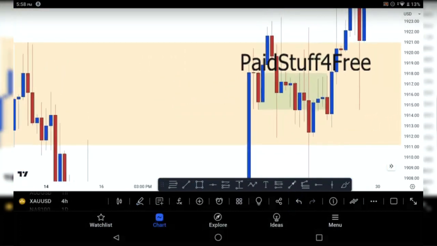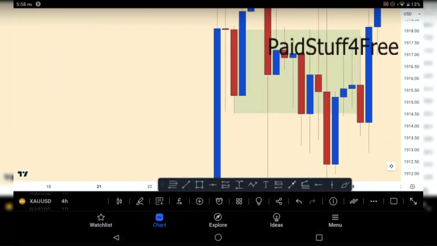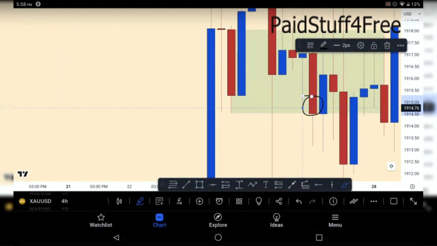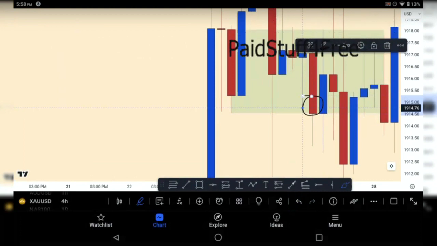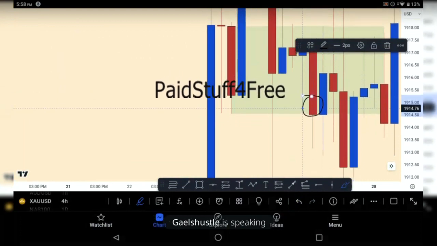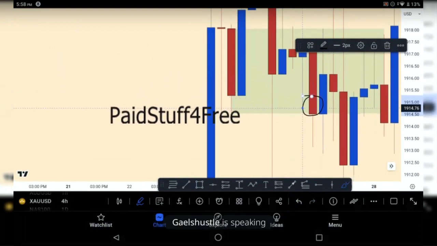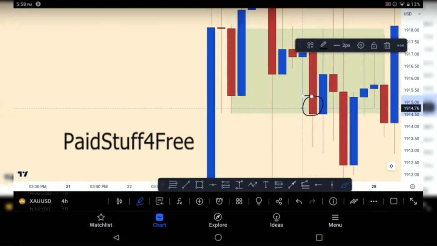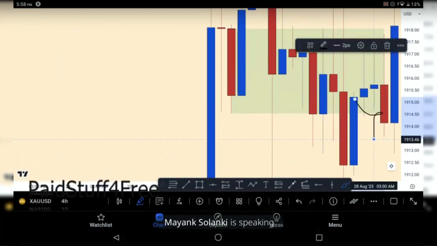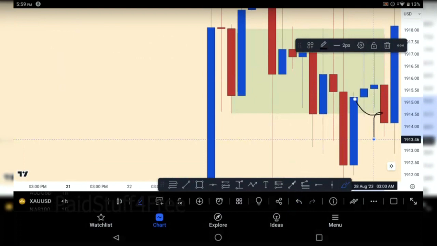Now, if you look closely, this red candle here broke below that box. Can you guys see that? Yeah, you can see that, right? Hello? Yeah, we can see. Good. Now, that is a change of storyline on 4 hours.